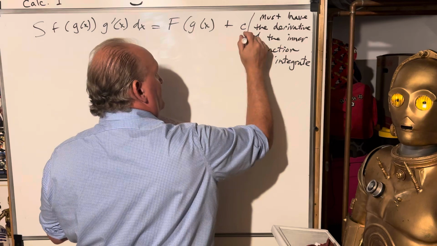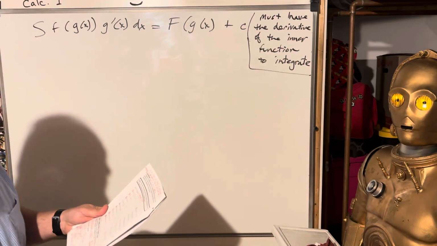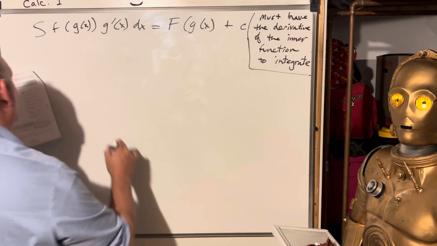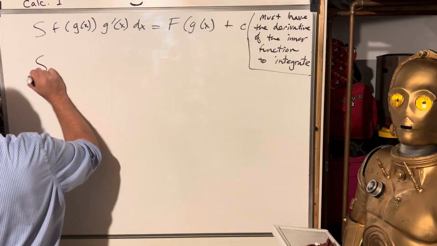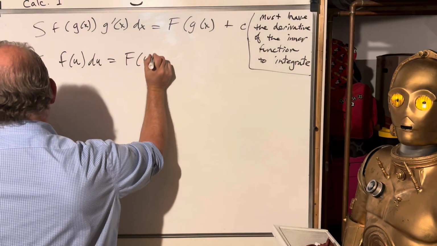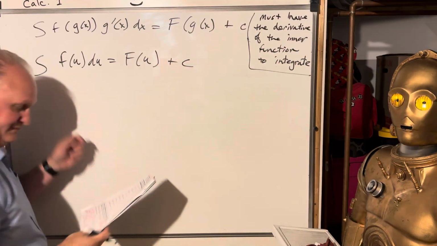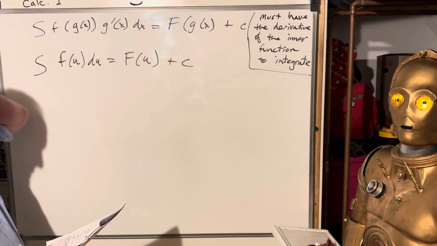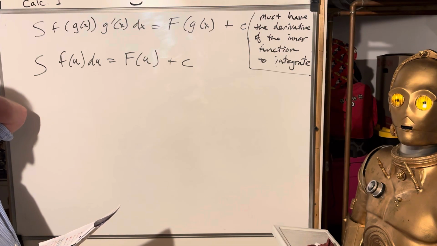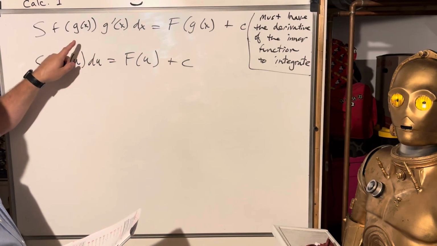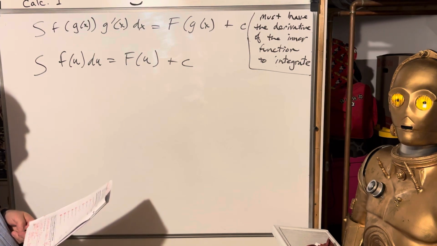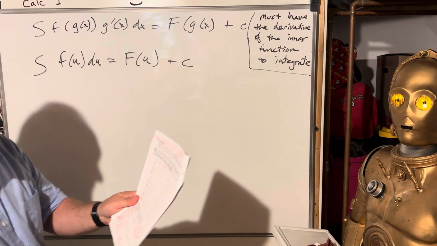So you must have the derivative of the inner function to integrate. All right, and then what's going on here with u? They're just replacing f of u du is equal to f of u plus c. So they're basically saying u is g of x and du is g prime of x. So instead of writing it like this, they replace this with u, and then this is du. It'll make sense as we do problems.